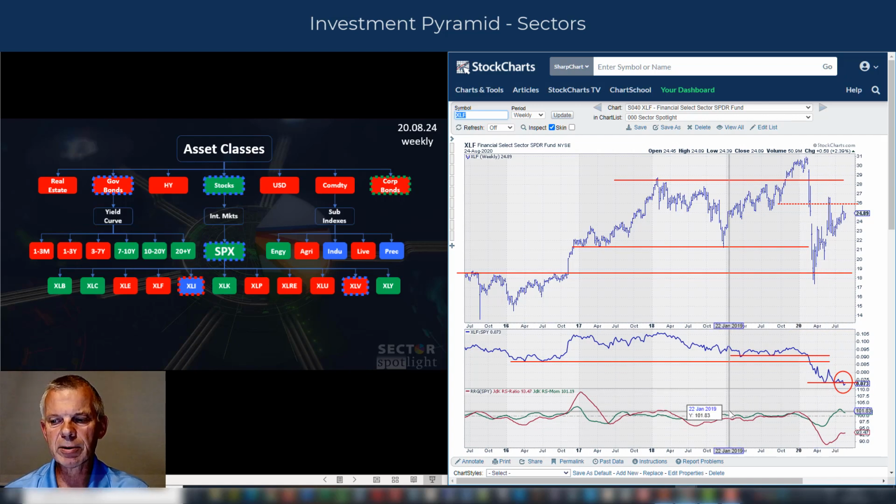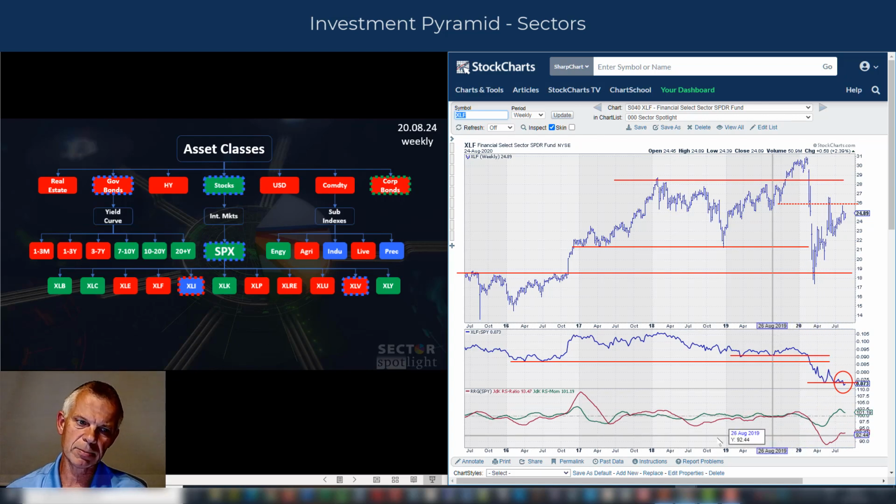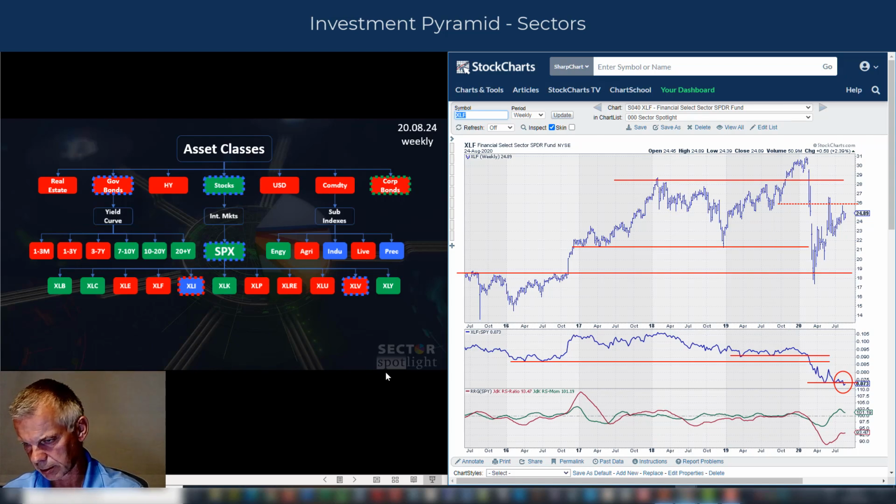And that's not a very good sign, especially not when your RS ratio is that far below the 100 level and your momentum is already rolling over. So I was already very careful with financials, but I'm going to be more careful now because I don't think that this is a good move for the financial sector.